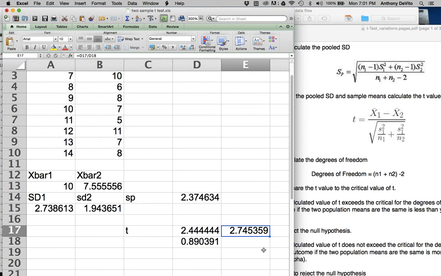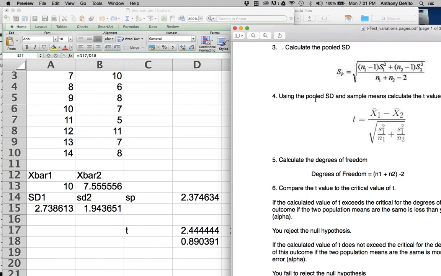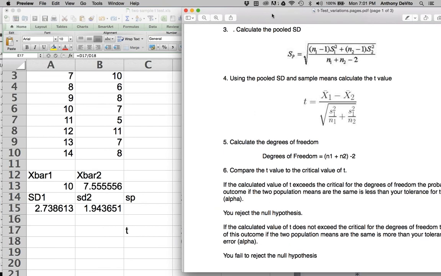Well, what do we need to know now? What's our critical value, right? How do we determine what our critical value is? Well, in order to determine our critical value, we have to know our degrees of freedom. For this particular situation, two samples, right? We're pooling our values for our standard deviation. How do we calculate our degrees of freedom? Well, it's sample size 1 plus sample size 2 minus 2, which is 18 minus 2. So our degrees of freedom is 16.